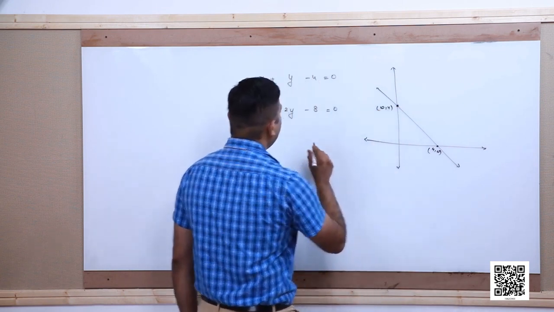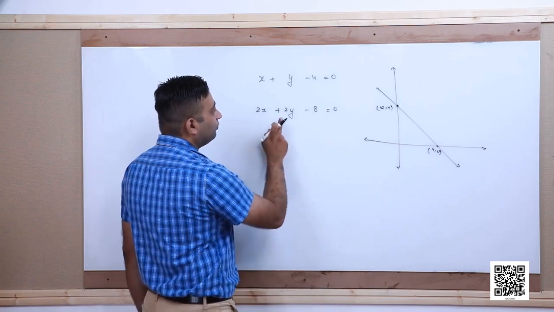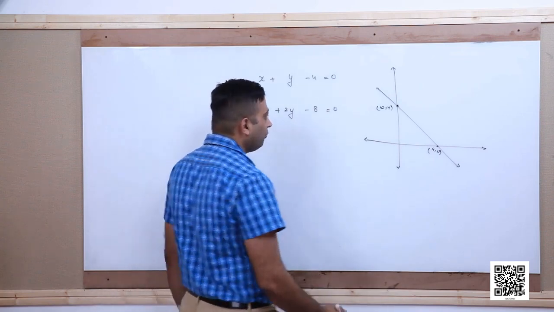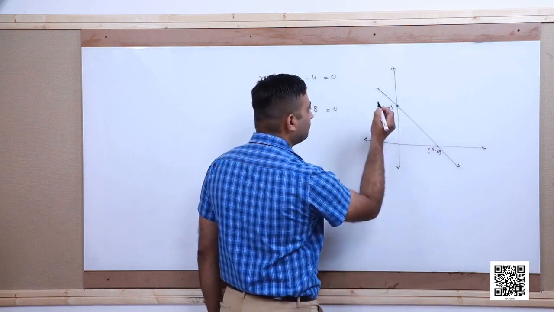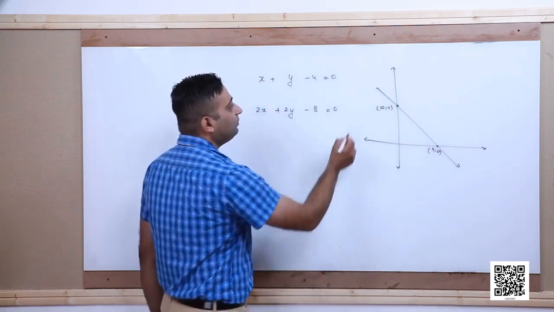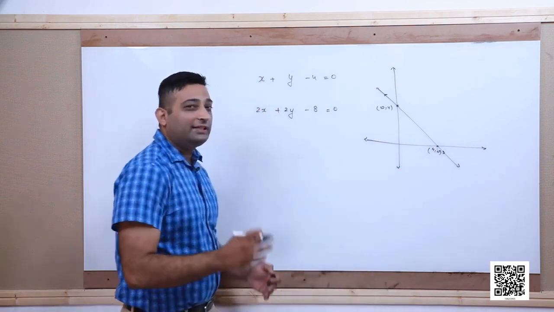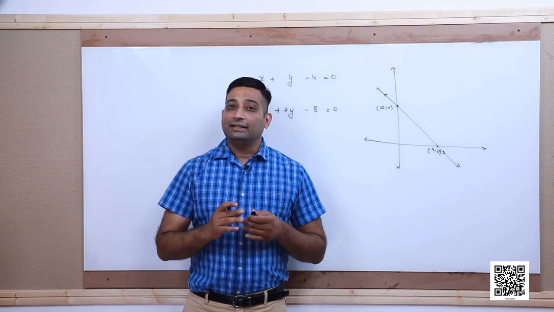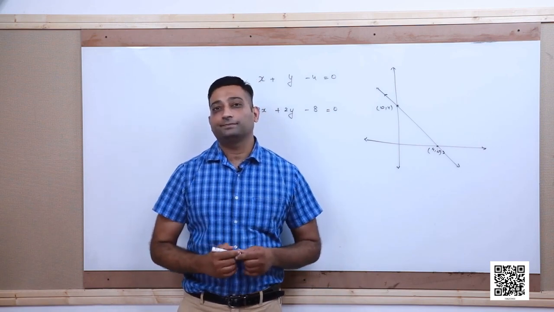And now let us plot the graph of another equation, that is 2x plus 2y minus 8 equal to 0. We will again see that it will represent the same line passing through (4, 0) and (0, 4). That means the lines are coincident, and in this case they are having infinitely many solutions.